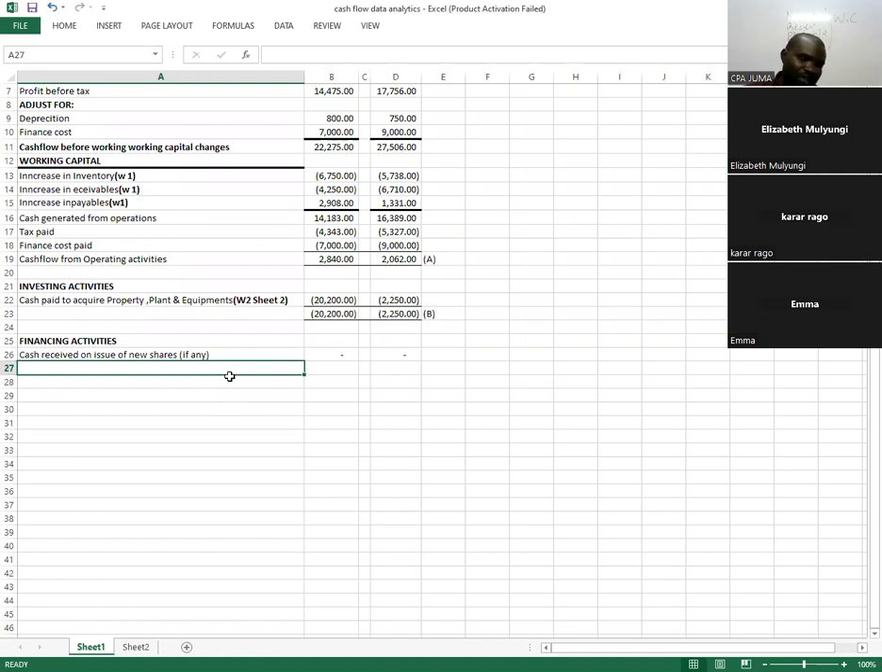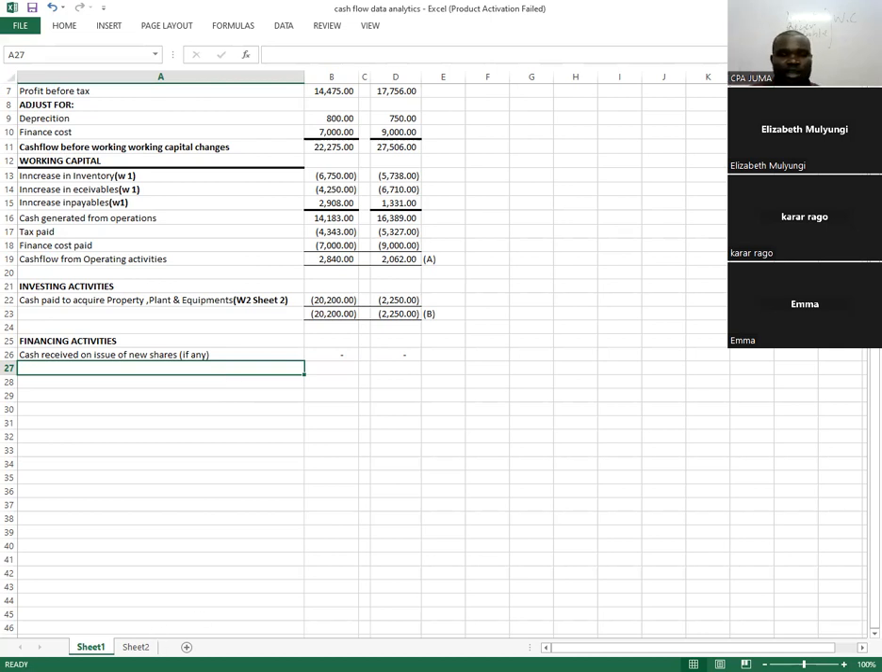Then retained earnings. Retained earnings will always help us to know whether this company paid dividends. So how will you know that a company paid dividends? You take the opening, you add the profit for the year. When you take opening plus for the year, it should automatically give you the closing. If you find the closing is a decrease, then these people paid dividends.